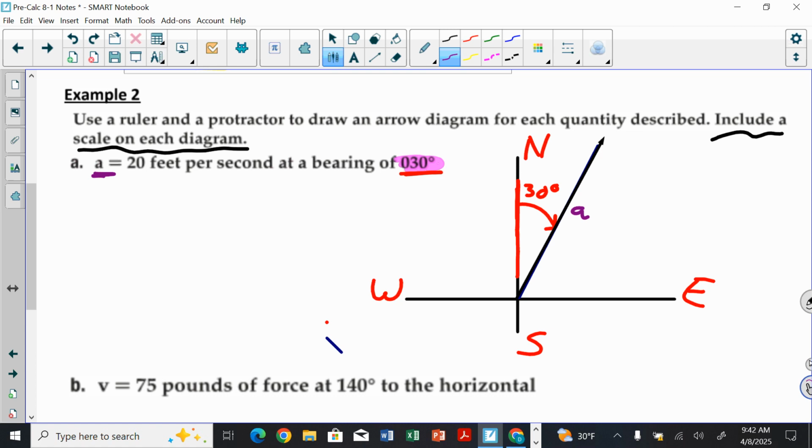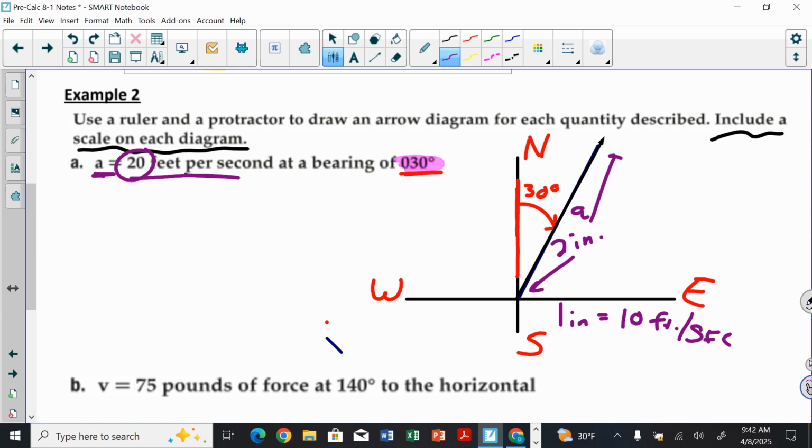So when I drew this on the paper, I used 1 inch, and I said that 1 inch is equal to 10 feet per second. Okay, so technically, since this is 20 feet, this needed to be 2 inches from here to here, right? It has to be 2 inches to get the 20 feet. So I'm basically drawing a 2-inch segment.